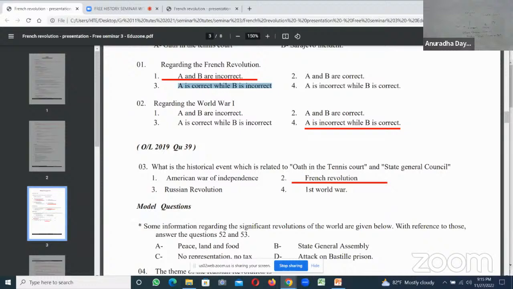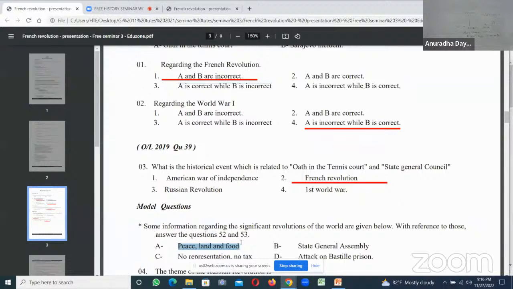Some information regarding the significant revolutions of the world is given below, with reference to those, answer questions 52 and 53, right? Peace, land, and food. This is the slogan of the Russian Revolution. Now there were three categories of people in the Russian society. The common people wanted food, and the farmers wanted land to cultivate. And there were soldiers, they did not have any peace. Always they were fighting with other nations, war. So soldiers asked for peace, farmers asked for land, common people asked for food.